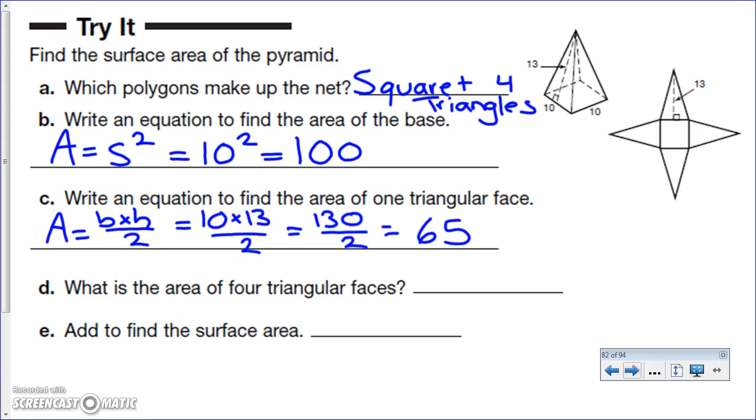Then we need to find the area of 4 triangular faces. So we're going to take our answer from C and multiply by 4. Then to find the surface area of the entire shape, we need to add the 100 plus the 260 to get the total surface area.